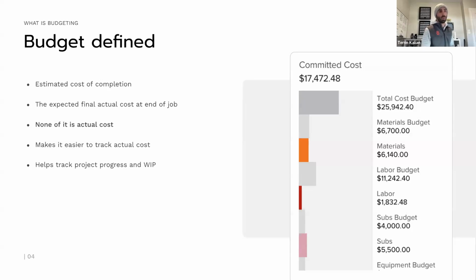We've heard budget used in a lot of other ways. So when we are talking about budget as it pertains to managing jobs in Knowify, we're talking about your estimated cost to complete the job. So if I say, like we have this example in the screenshot, total cost budget is $25,942.40. That's how much I think, as the contractor, it's going to cost me to complete this job.